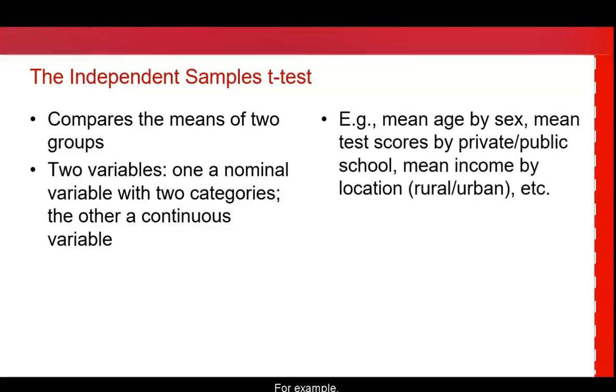For example, we can look at mean age by sex, mean test scores by whether their students are in a private or public school, mean income by location, rural versus urban, things like that, as long as it's a dichotomous variable.